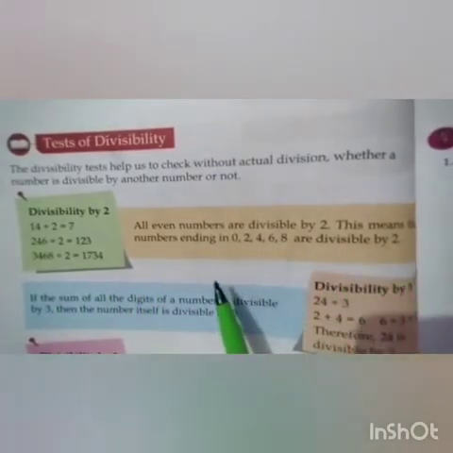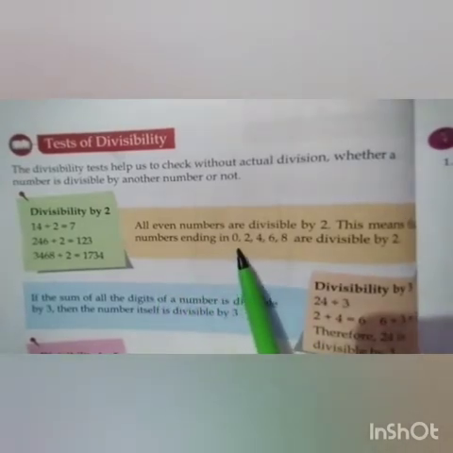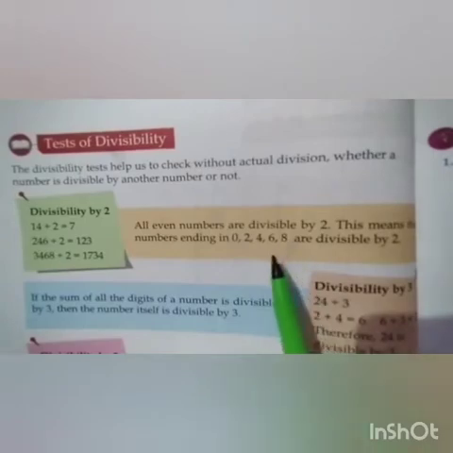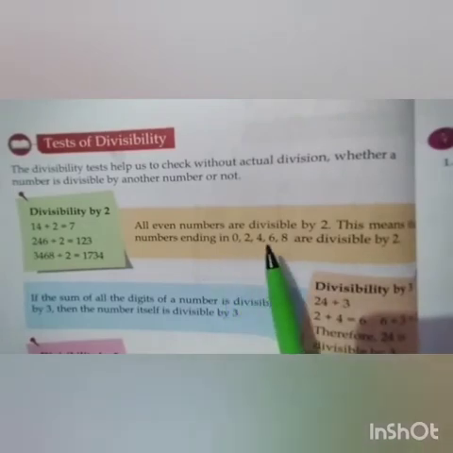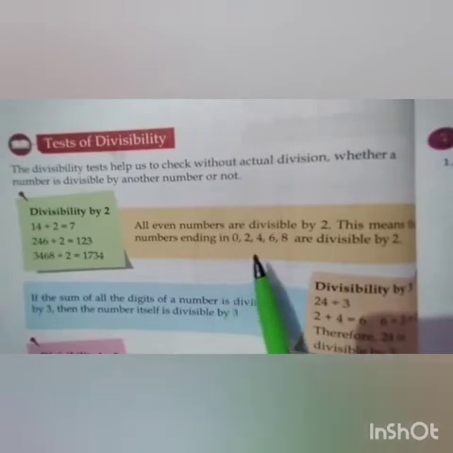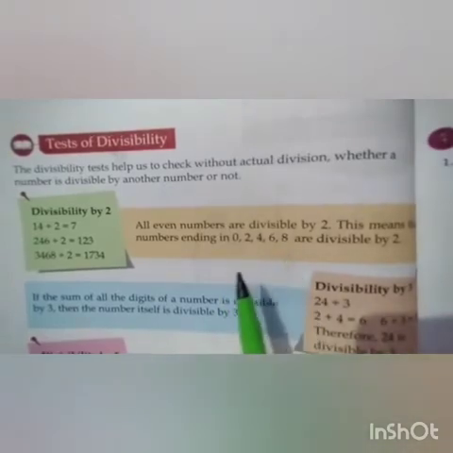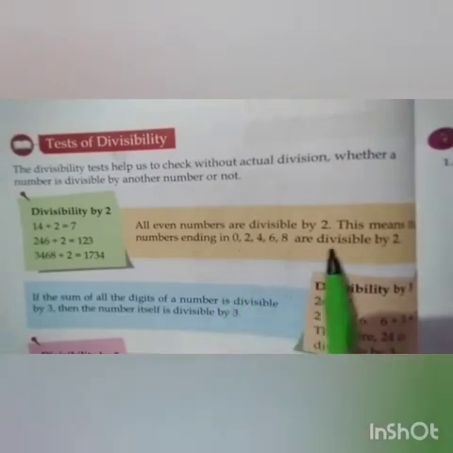This means that numbers ending with 0, 2, 4, 6, 8 are divisible by 2. That is 10, 12 ending with 2, 14 ending with 4, 36 ending with 6, 58 ending with 8. These numbers are divisible by 2, with no remainder.